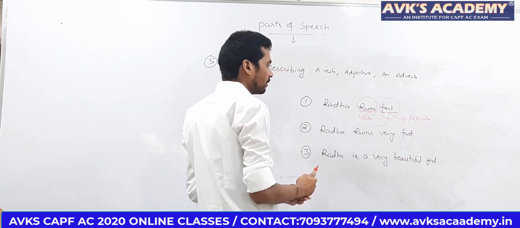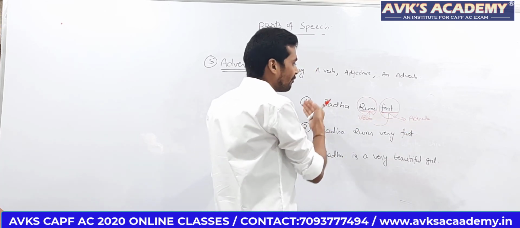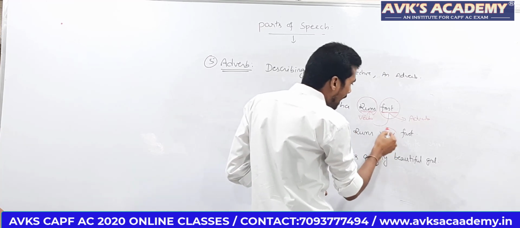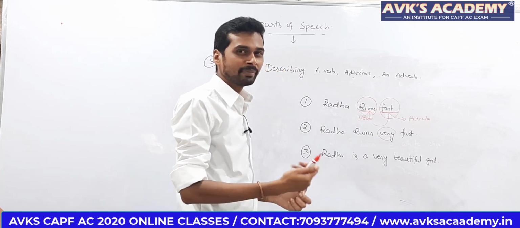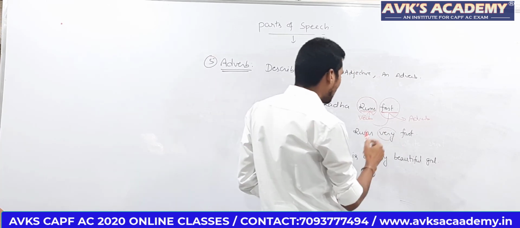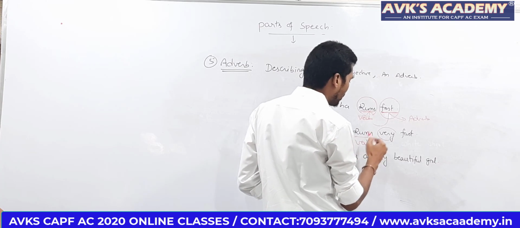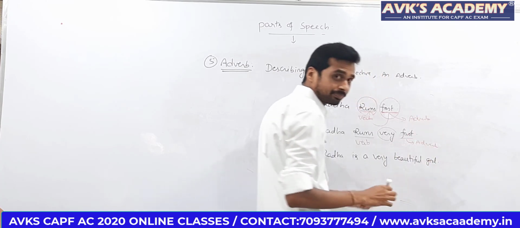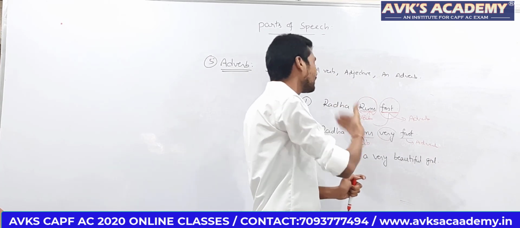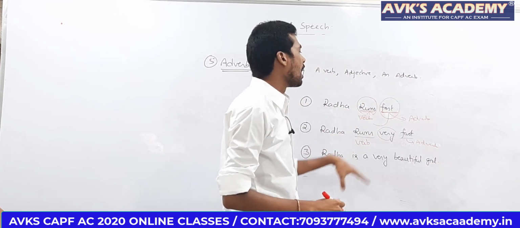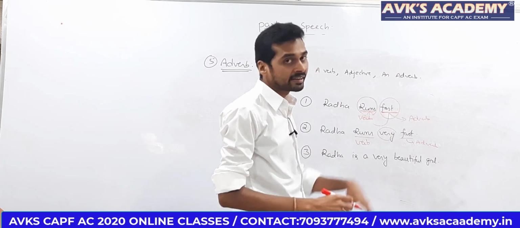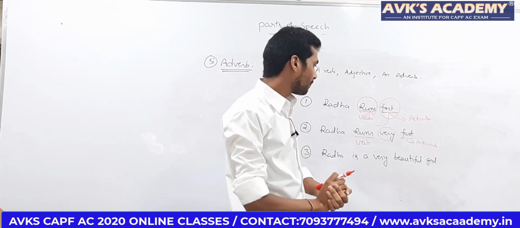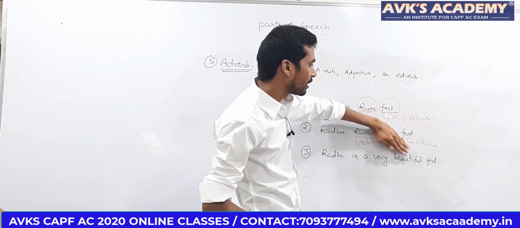The second example looks like the same one as the previous one, but the only difference is here I am adding very. Okay, what's the big deal? Now we'll see. Already we know that run is what? Verb. Fast is what? An adverb, isn't it? Already we know that because we did it for the previous example. The same thing, but only the extra word very is added here in between them. So already we know that run is a verb, fast is what? Adverb.